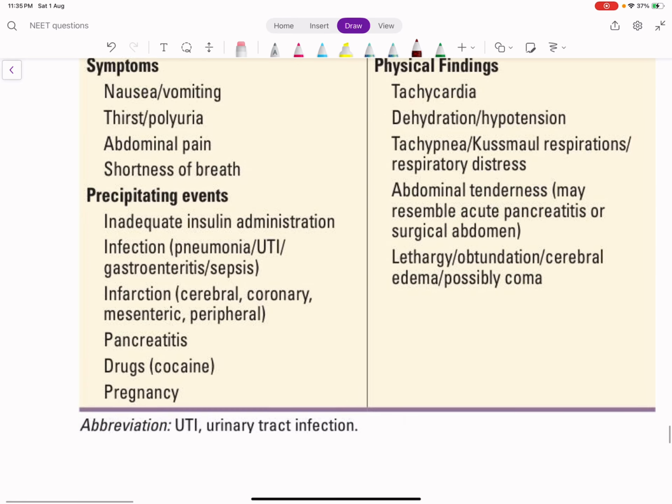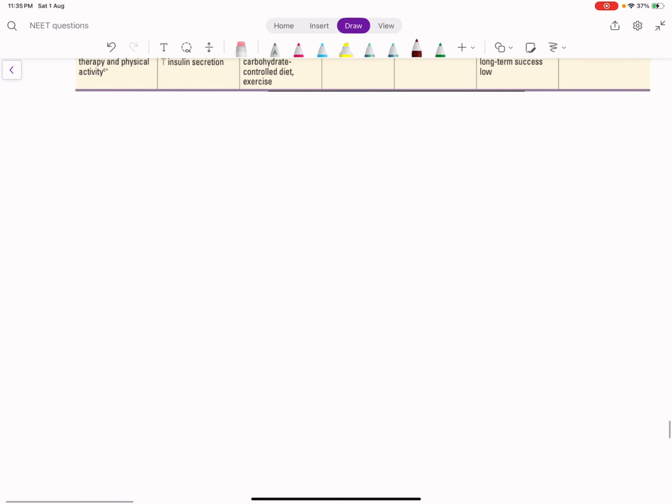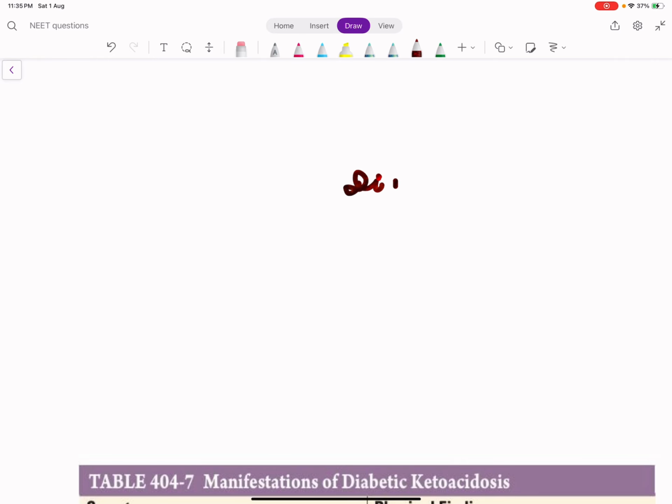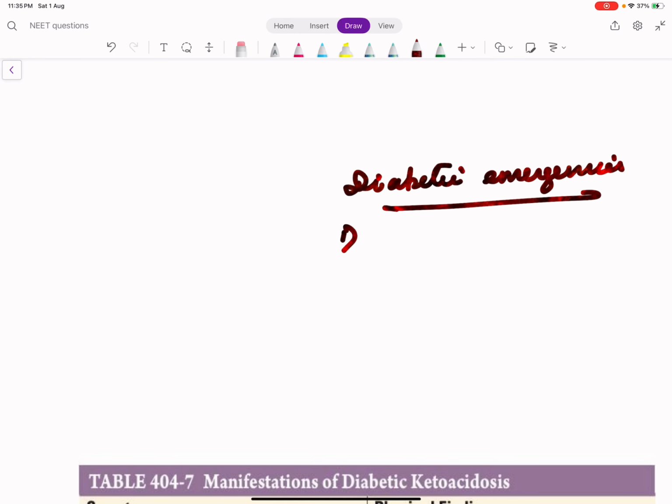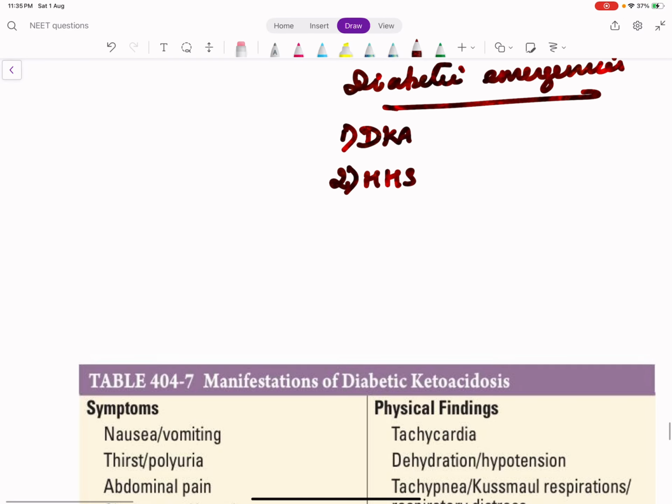So this is about diabetes. So what are the diabetic emergencies? There are 3 diabetic emergencies. One is diabetic ketoacidosis, second is HHS, hyperglycemic hyperosmolar state. The third is hypoglycemia.